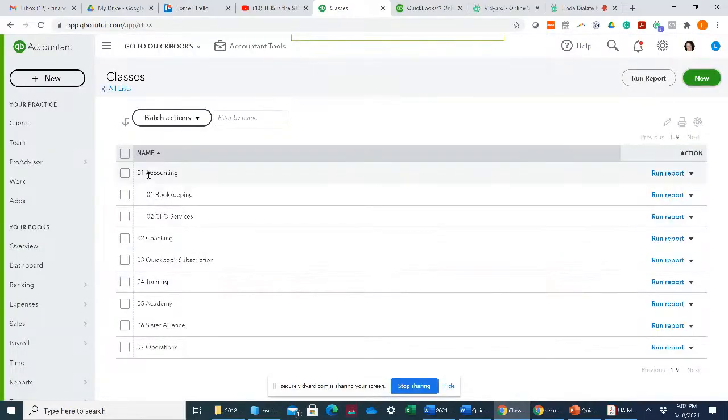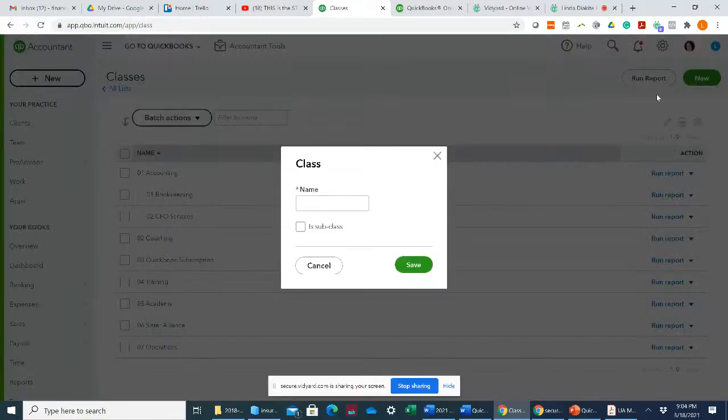So say for instance, you actually receive a grant. You receive a grant from, let's see, Facebook. Say you received a business grant from Facebook. So you would actually go to New and you would just say Facebook grant, and then click save.